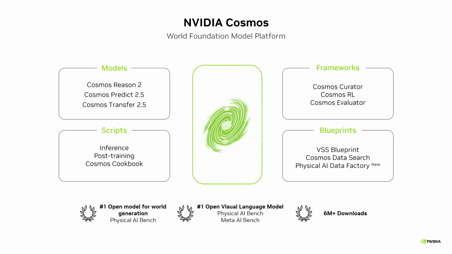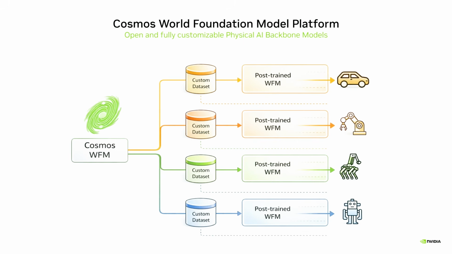And our current Cosmos model ranked #1 for world generation for physical AI, on the Physical AI Bench benchmark for the open source ones. It also ranked #1 as an open visual language model for physical AI understanding. Since its release last year, we have 6 million plus downloads. I want to say that we built Cosmos to be a great backbone for many physical AI developers.